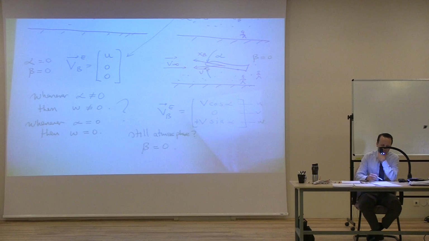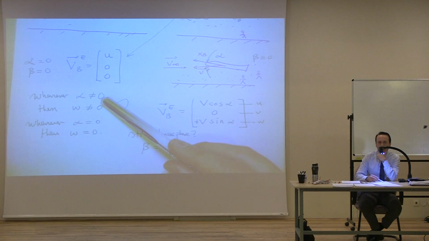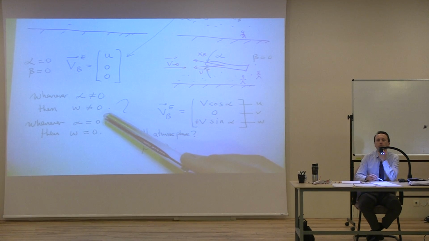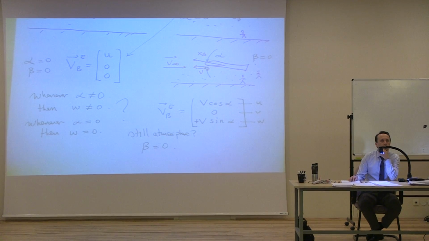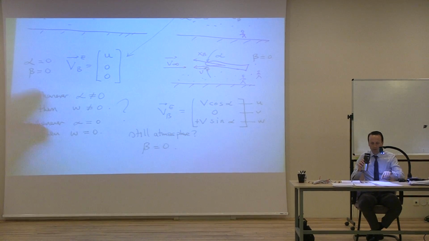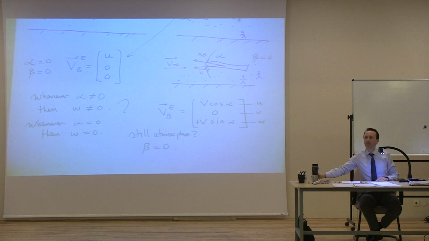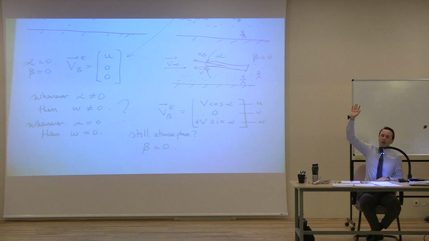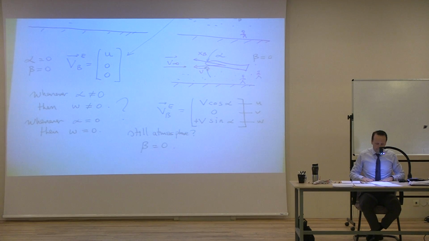Could there be a condition where W equal to 0, but alpha is not equal to 0? Or alpha equals 0, but there's a W? Could there be a condition like that? Are these two statements correct? How many people say yes? How many people say no? Looks like we have more yeses, right?